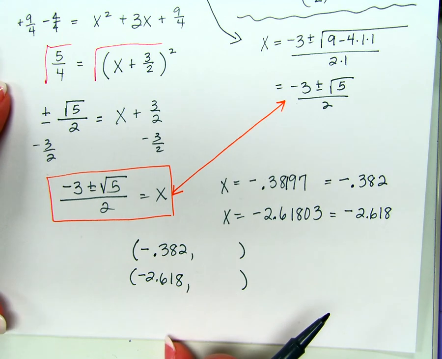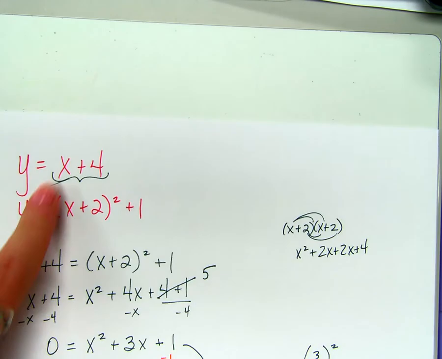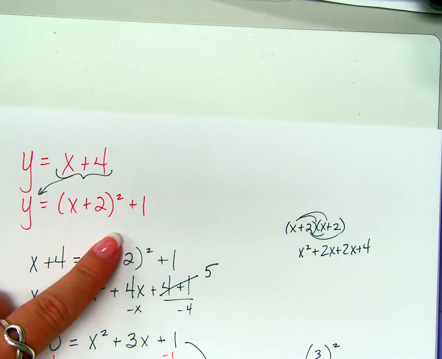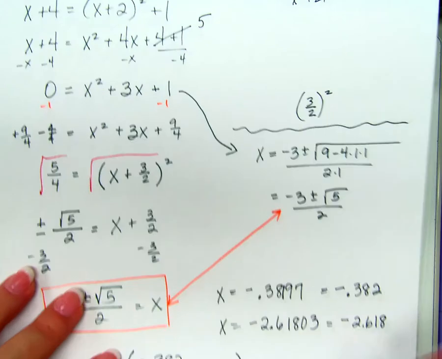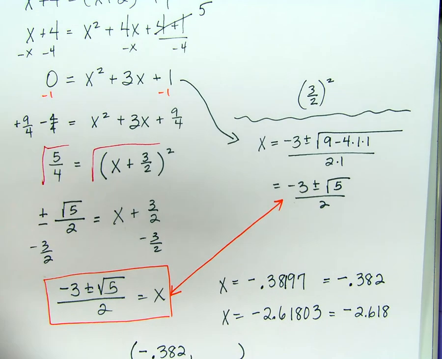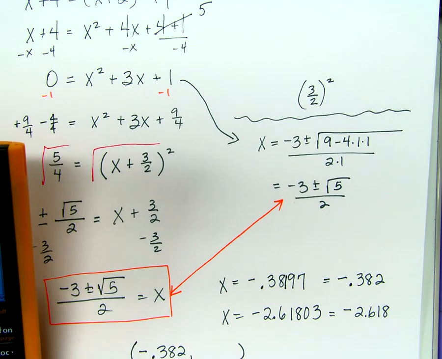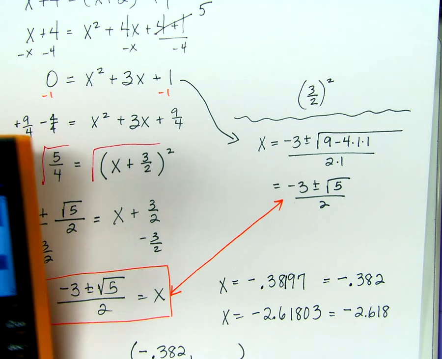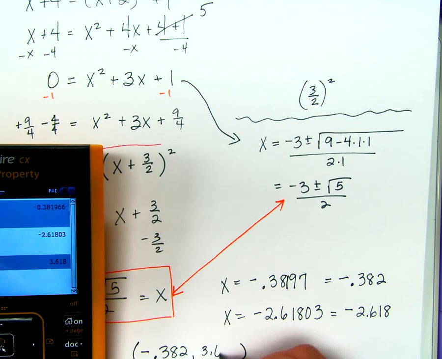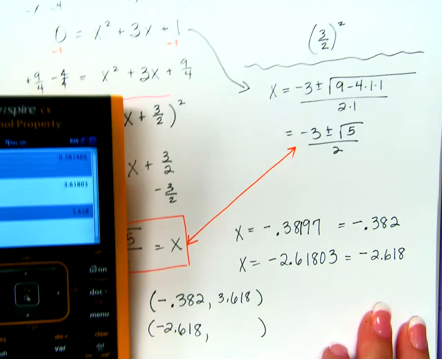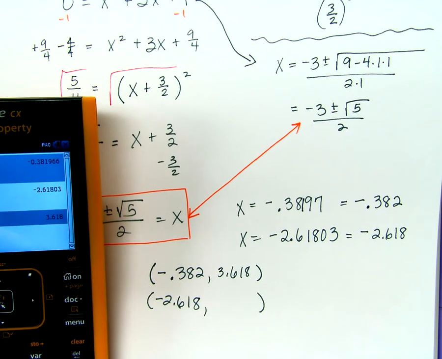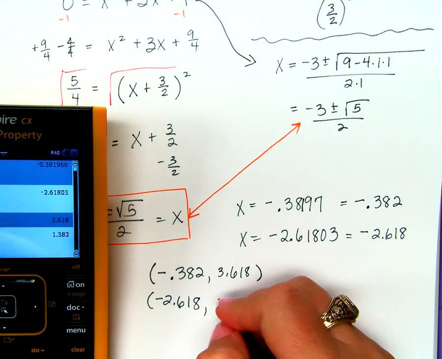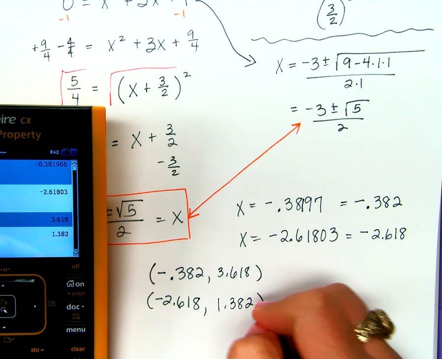Plug it in. Putting one of the y equals. Yeah, I would go back to the y equals, right? Which one would you use? The first one? Me too. So I add 4 to my x value to get my y value, right? So -0.382 plus 4 is 3.618. -2.618 plus 4 is 1.382.